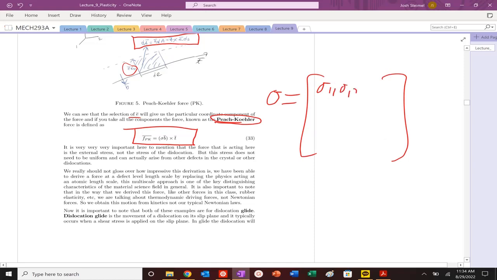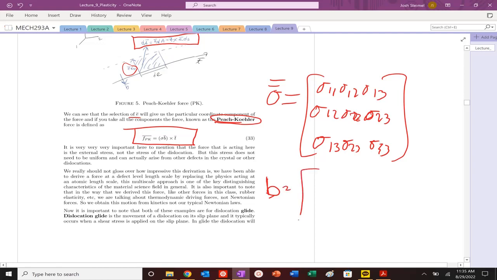3x3 stress tensor. We're just going to define it out. So it is that whole 3x3 stress tensor, which is a second-rank tensor property. So 6 components due to stress values here. And we're going to dot that with our 3x1 Burgers vector in 3 dimensions, 1, 2, 3, whatever those values tend to be. And we're going to cross that result with our tangent vector. And that will give us our PK force.